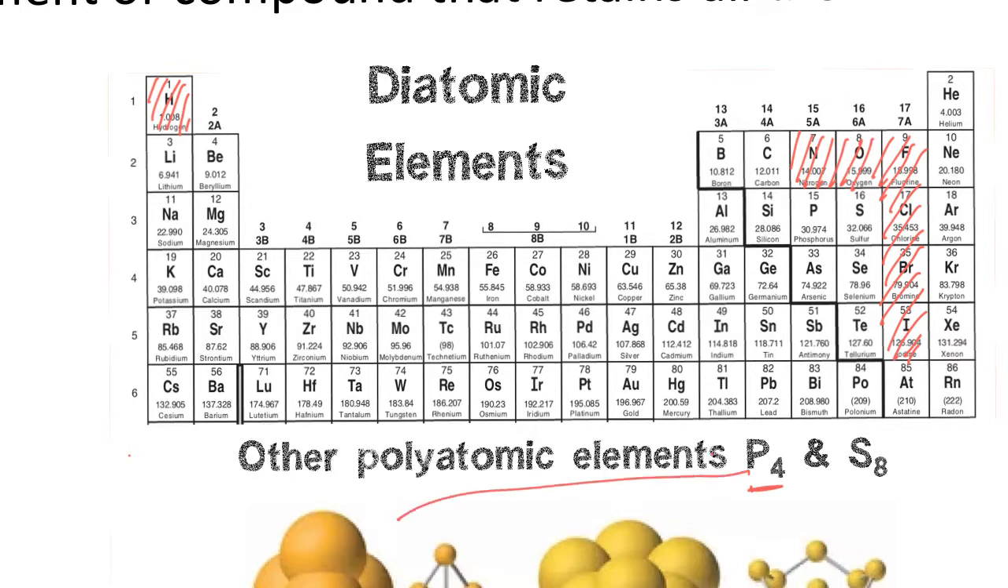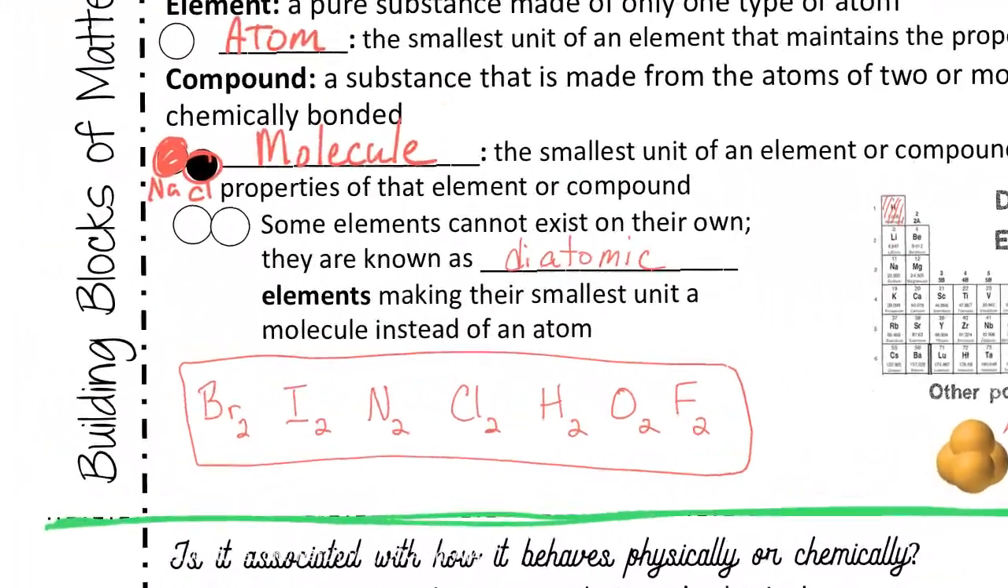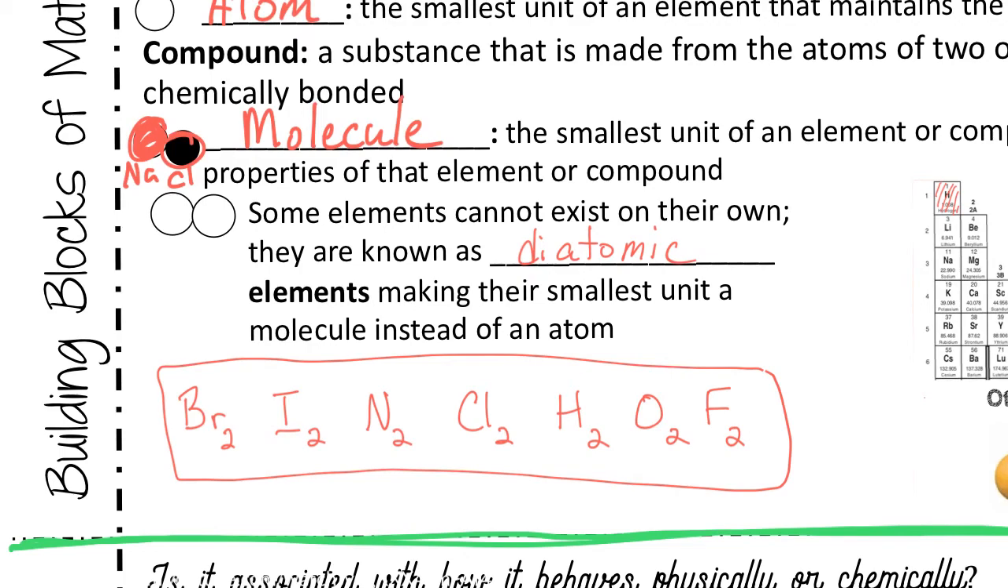Phosphorus likes to exist in groups of 4 atoms together, and sulfur likes to exist in groups of 8 atoms together. So these are diatomic elements, which exist in pairs, and there are other polyatomic elements like phosphorus and sulfur. I wouldn't expect you to memorize those. I do expect you to know that Brinkelhoff lists the diatomic elements.